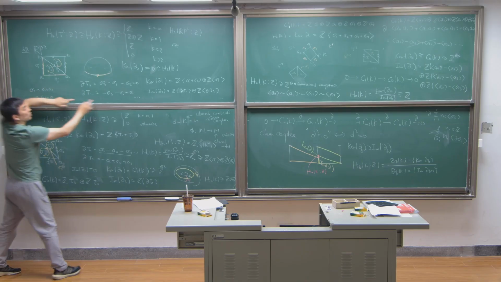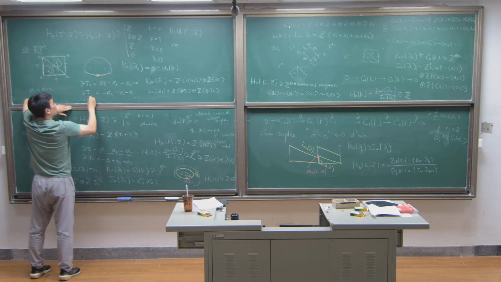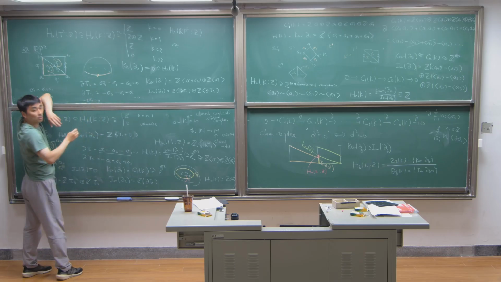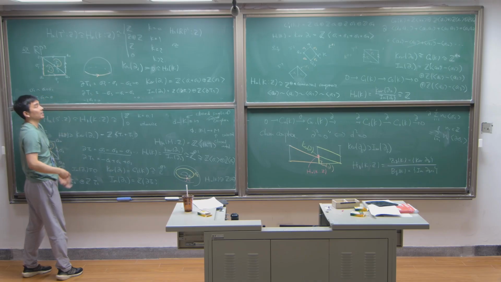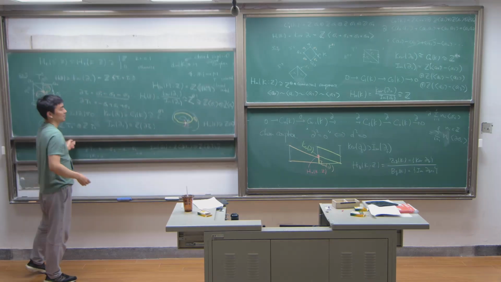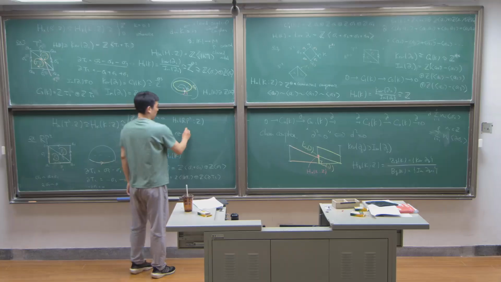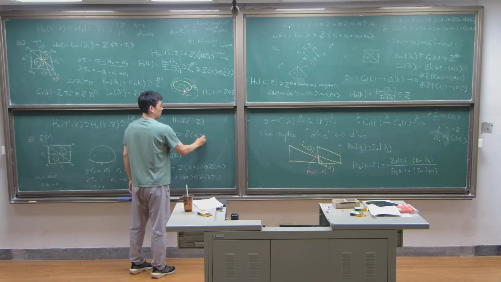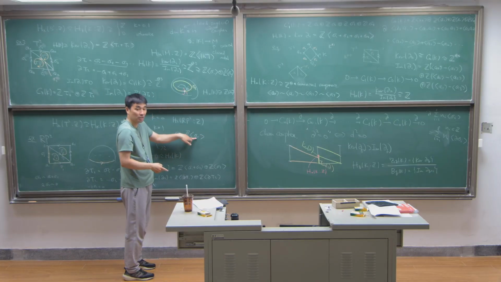So plug this one into here, you get minus 2 sigma 3 is equal to 0. This means that you cannot write down this one as sigma 3, because 2 times sigma 3 is 0. Do you understand?